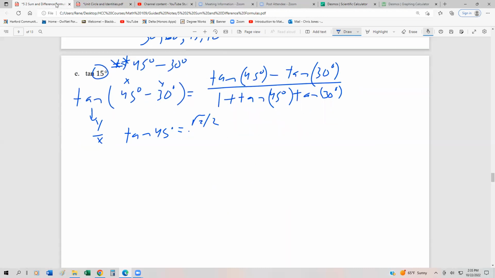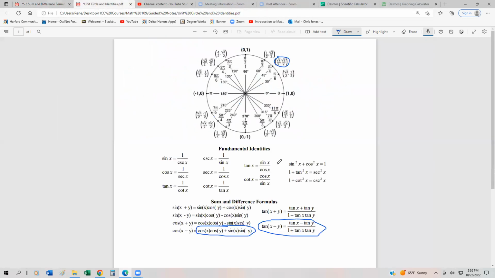And again, if we have these memorized, it makes it really easy for us, okay? So that's just going to be 1, which is nice. The tan of 30 degrees, okay? That's going to be a little bit more difficult, okay? So if we go into our unit circle, that's going to be 1/2 over root 3 over 2.